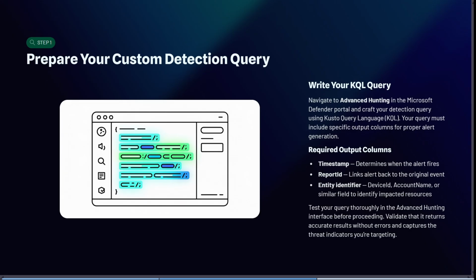Navigate to Advanced Hunting in the Microsoft Defender portal and craft your detection query using custom query language, and your query now must include specific output columns for proper alert generation. These required output columns include timestamp, report ID, entity identifier.